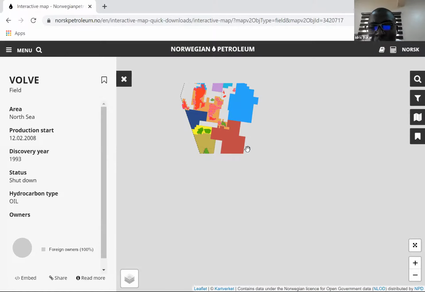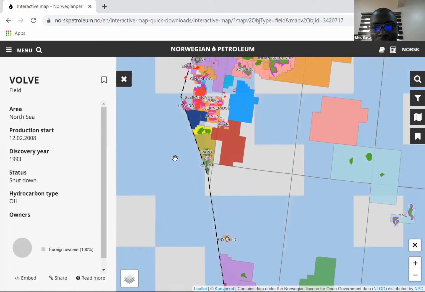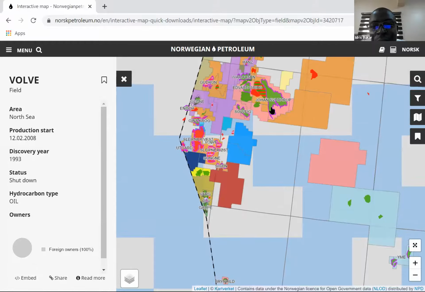Okay, so these field shapes are really the expression of, this is Johan Sverdrup field here. So these are the expressions really of the shapes of the fields as mapped from seismic. We also have the blocks shown.